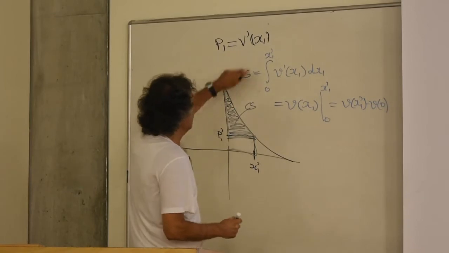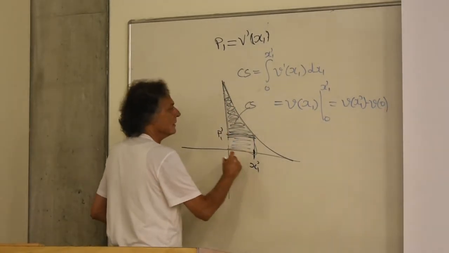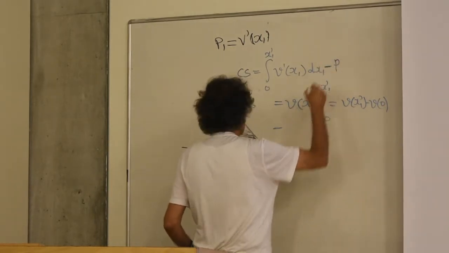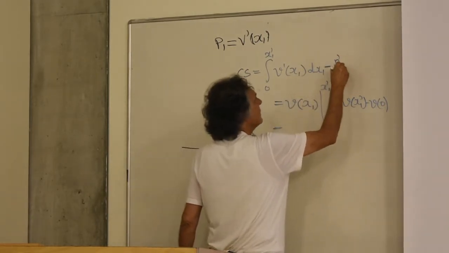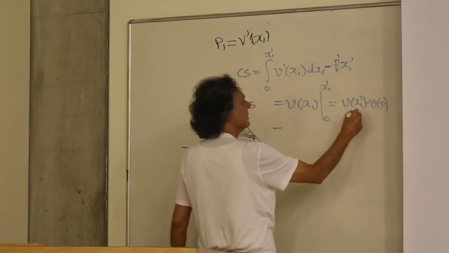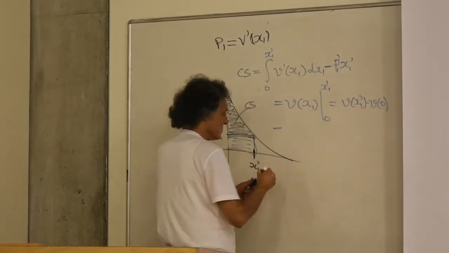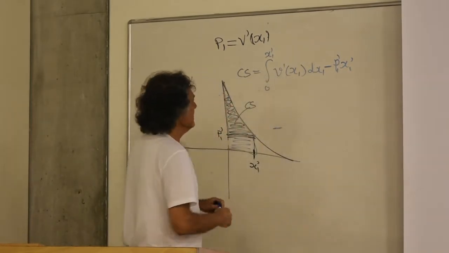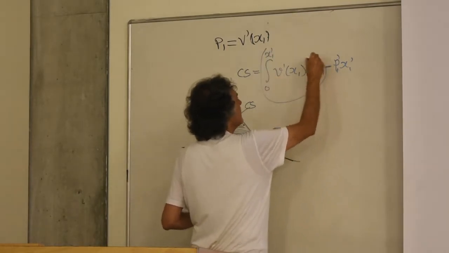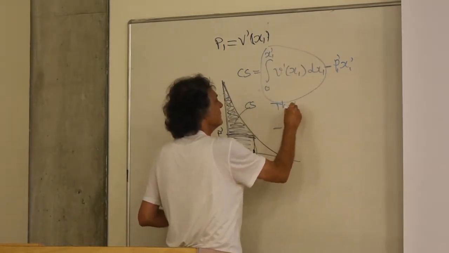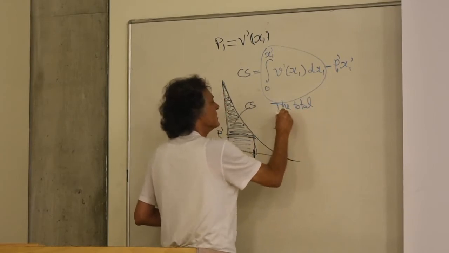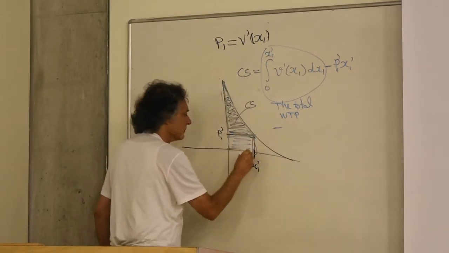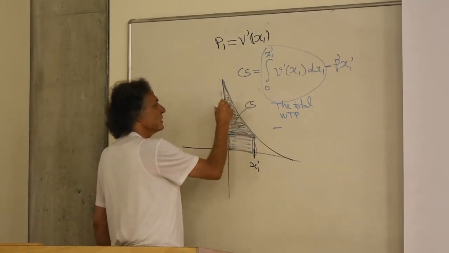That's what I did here, this is everything, all the area. Minus, I have to subtract, the consumer surplus is minus how much I pay. I pay P1 prime times X1 prime. So let me write it correctly. This is, by the way, the total willingness to pay. So the consumer is willing to pay all this, but he pays that much. So he is left with a surplus of this.